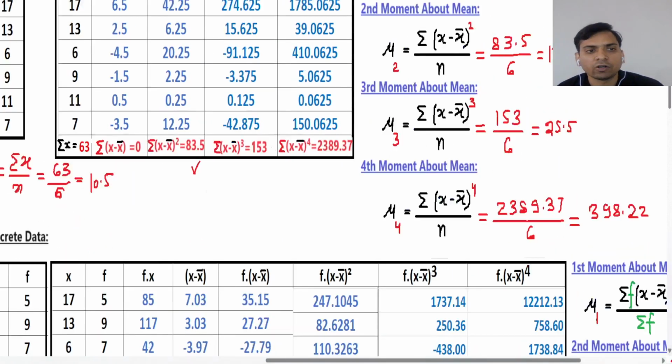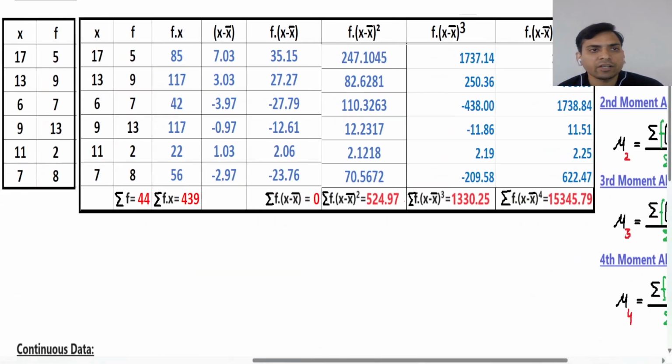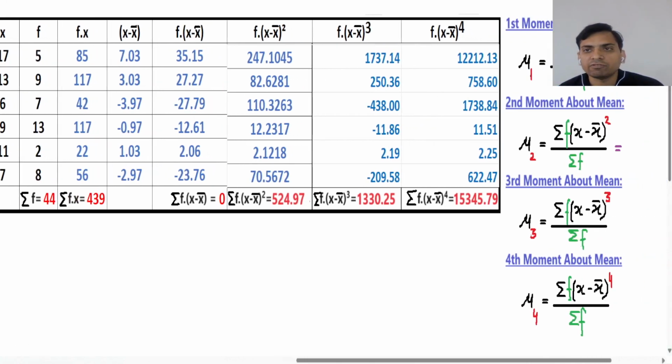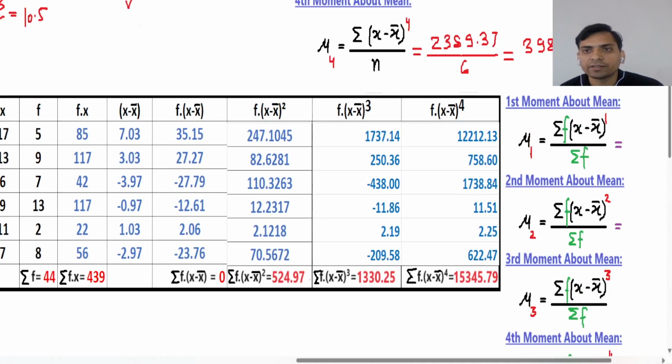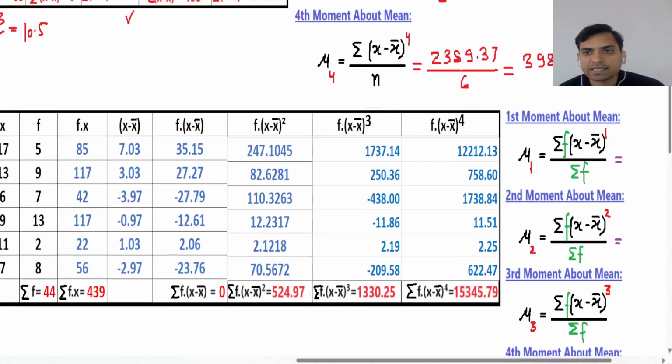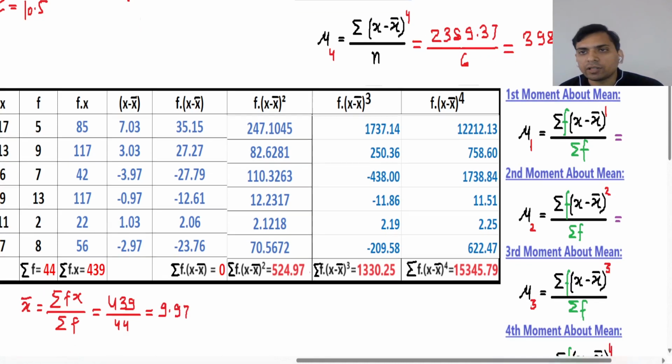Now for discrete and continuous data. For discrete data, you will see X column and F column. This is discrete data. So first task, always mean, and these are the formulae to find moment. So first task is X bar. X bar formula in this case is X bar equals to summation Fx divided by summation F. So this summation Fx is 439, and summation F is 44. So this is equals to 9.97.